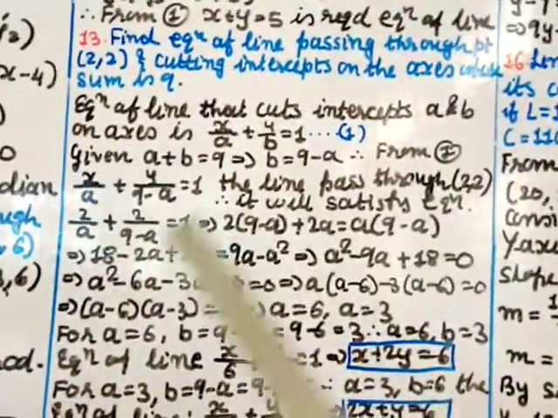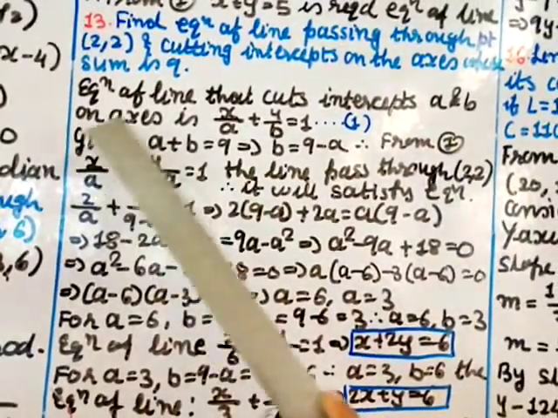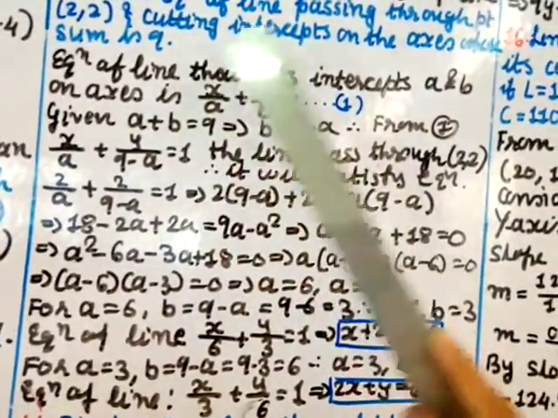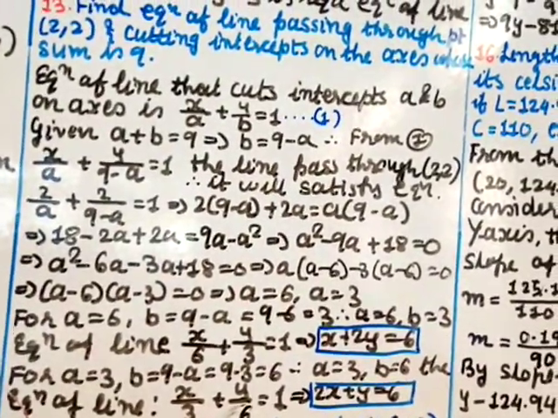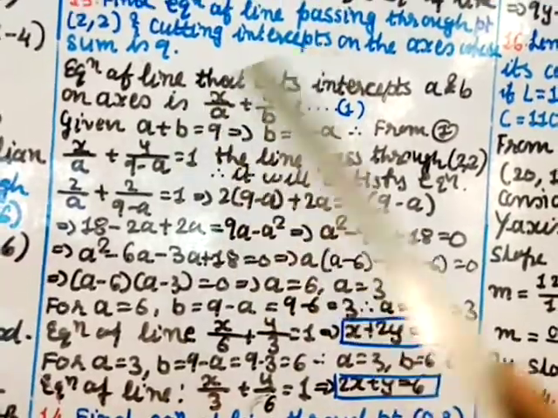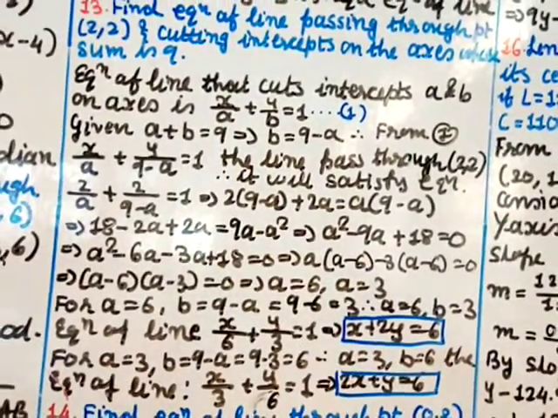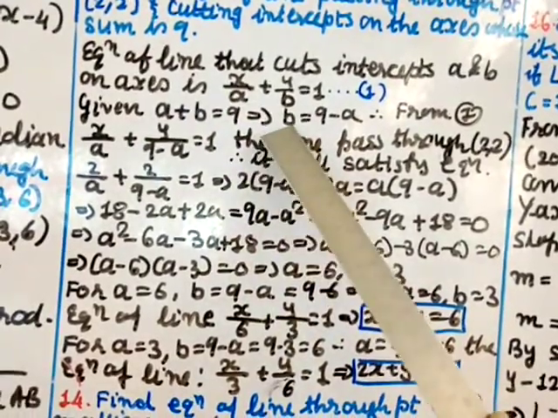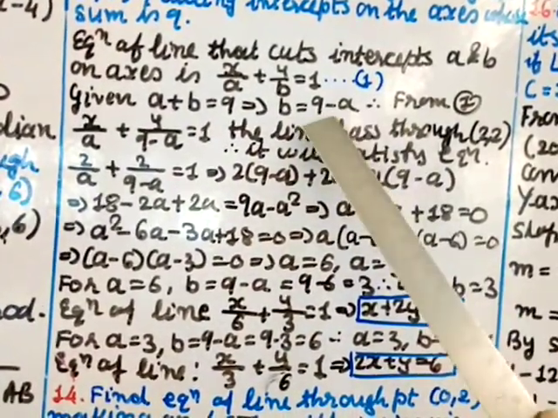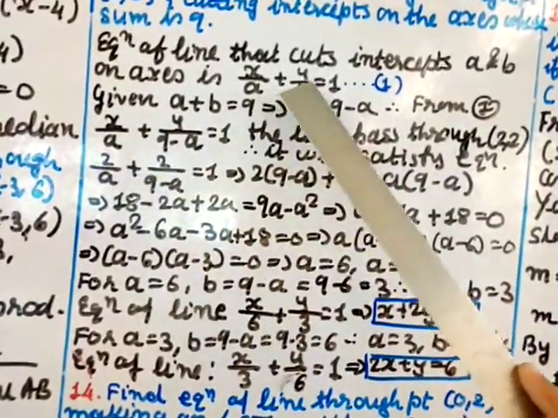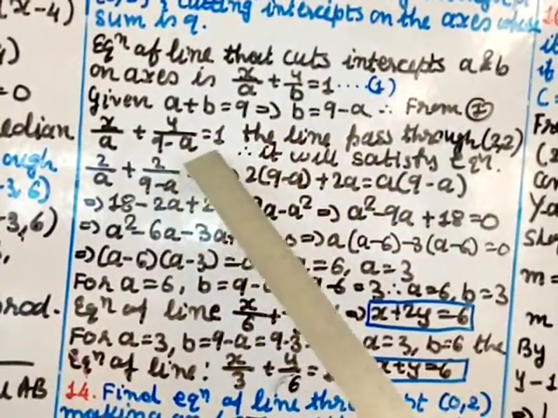Equation of line that has intercepts A and B on the axes is x by A plus y by B is equal to 1. Call it equation 1. This is a standard equation called the intercept form of the equation. Given A plus B is equal to 9. Why? The sum of the intercepts is 9. So B keep here and A you transfer here. So B value will be 9 minus A. Now put this value in equation 1. So from 1, x by A plus y by, instead of B I put 9 minus A, equal to 1.